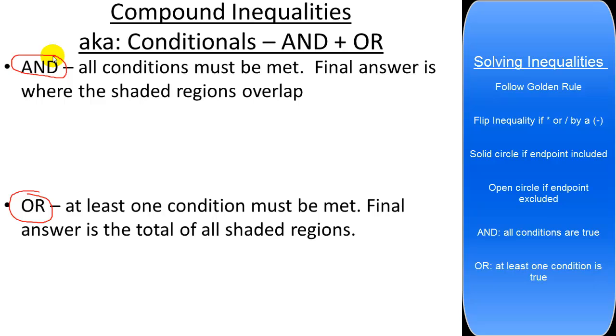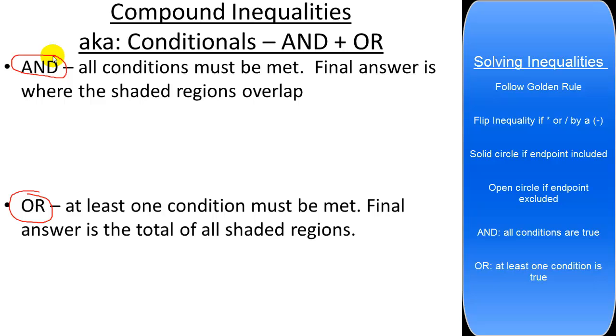To go on a ride at, say, a theme park, you might have to be over the age of 5, and you might have to be taller than 36 inches. So you have to meet both of those criteria to go on this certain ride. So that would be an "and" criteria. You have to meet both criteria.